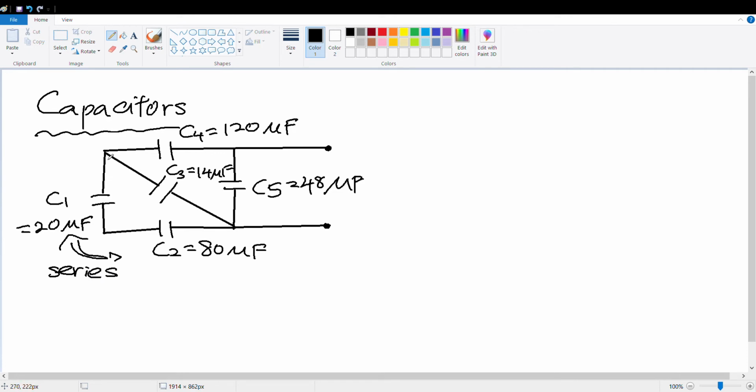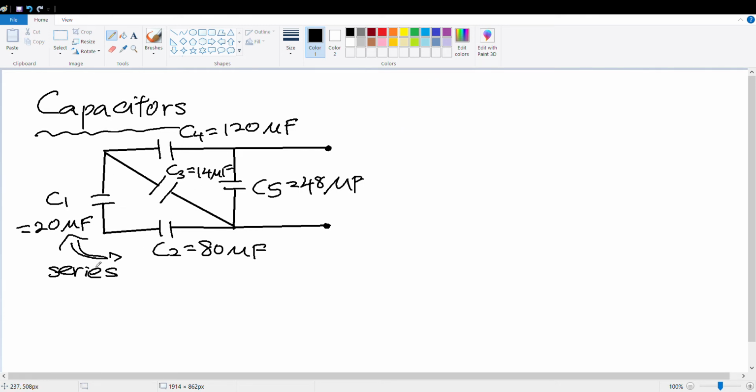So this C1 and C2 are in series with each other. If we combine C1 and C2, we can see that the combination of C1 and C2 is in parallel to C3, this middle capacitor. So we need to find out the combination, so let us just do it step by step, so that it is easier to explain.